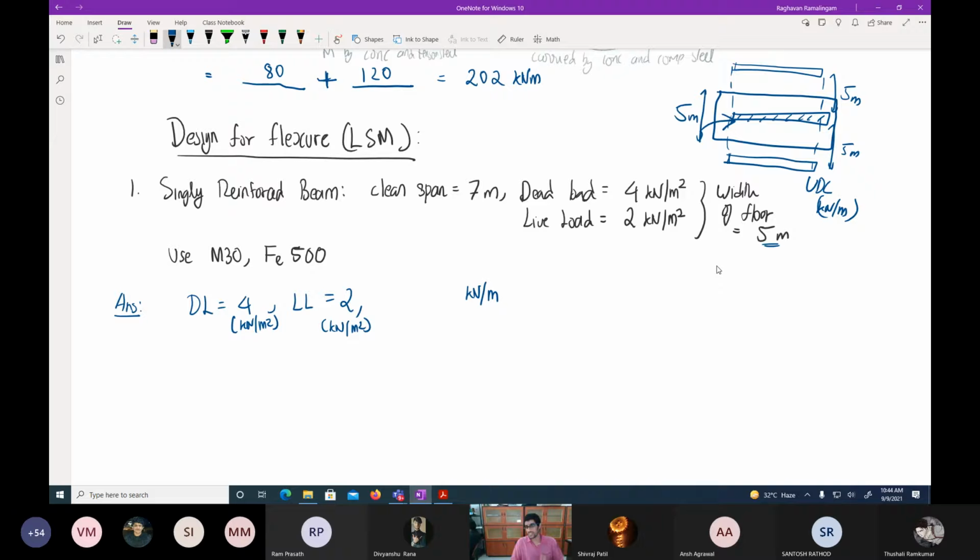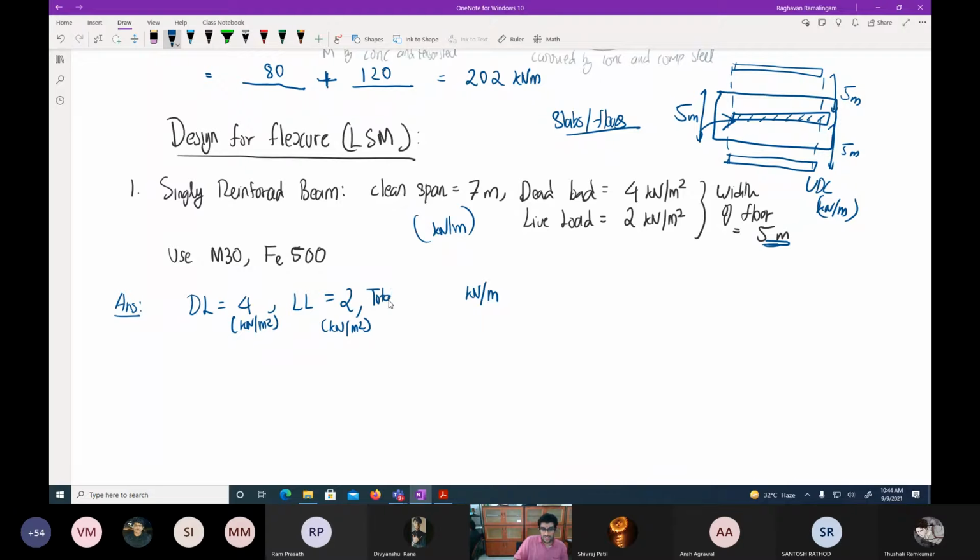Usually, you will be given a problem like this. Since I have not taught you floor design or slab design till now, I am directly giving you the width of the floor which you should consider. You have to multiply by it in case your load is given in kilonewton per meter square. Otherwise, it will directly be given to you in kilonewton per meter. If it is given in kilonewton per meter, directly use it. If it is given in kilonewton per meter square, convert it to kilonewton per meter by multiplying with the width which contributes to the load on the beam. That I have directly given you in this question.